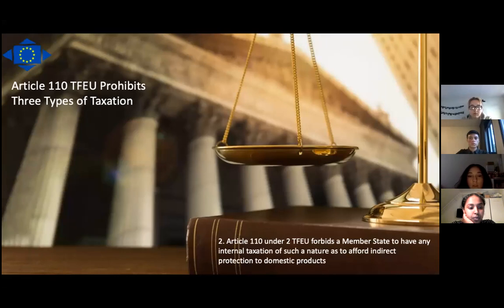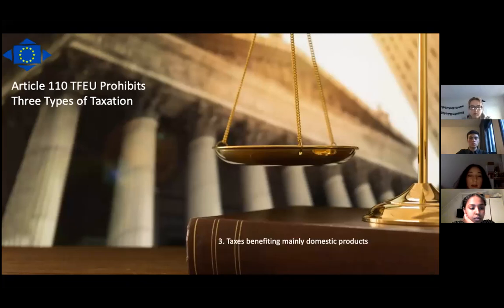This article's second paragraph aims to avoid any type of indirect fiscal protectionism that affects imported goods. And lastly, taxes benefiting mainly domestic products. This part includes taxes and fees that are the same for both domestic and imported goods. Nevertheless, there are times when a fee that applies to both local and imported items helps domestically produced items more than imported items and goods.